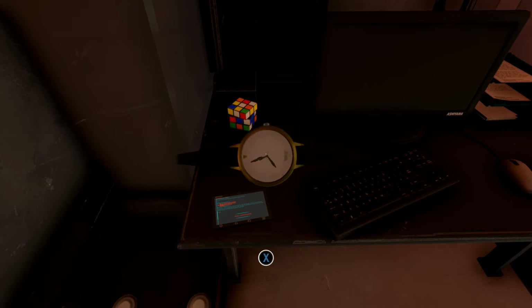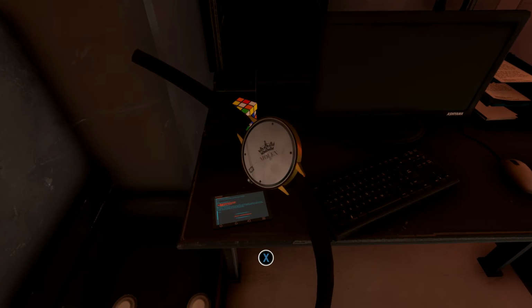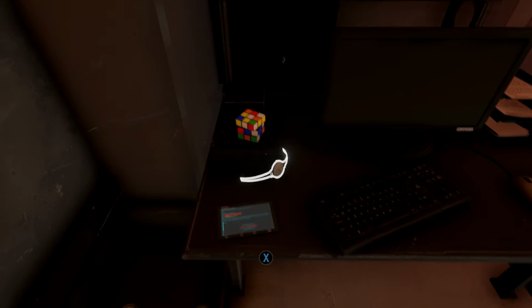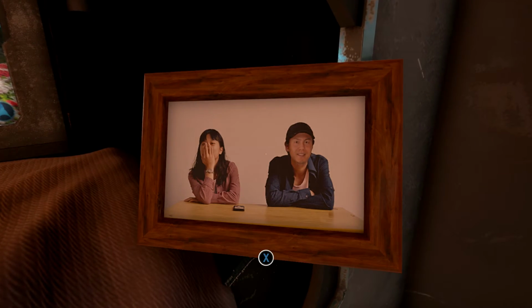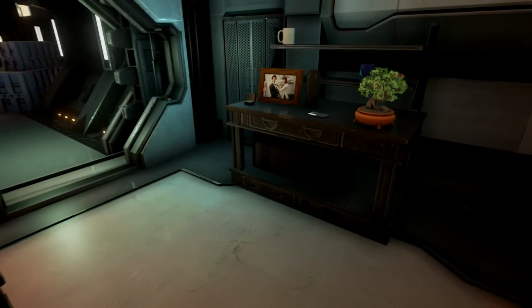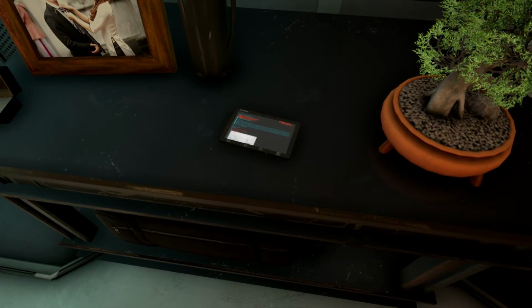He who controls the spice controls the universe. Ah, Molex. Oh, another pad.